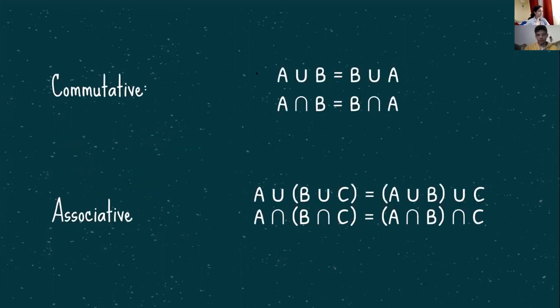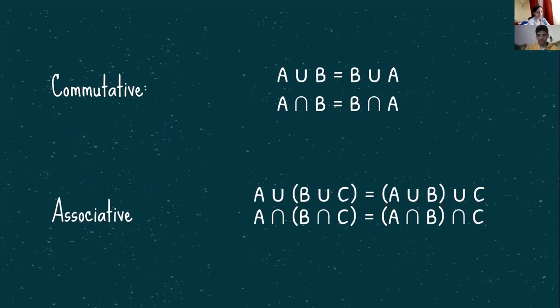One of the first, just like our ordinary arithmetic: A union B equals B union A, and A intersection B equals B intersection A. These laws are easy to prove, or easy to understand. We won't include a formal proof here, but it's straightforward to realize that if X belongs to A union B, then it also belongs to B union A, and vice versa.